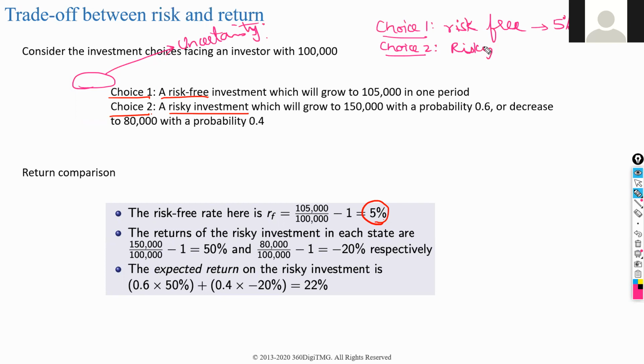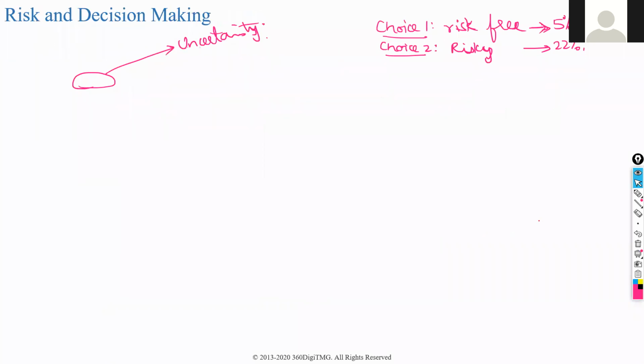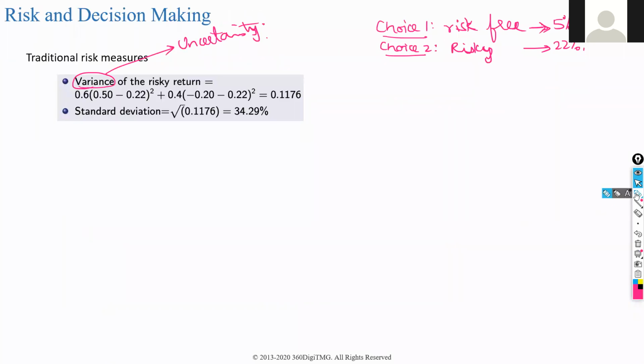Here, you have expected return of 22%. That's the return that you can expect. 22% when it comes to choice two, which is a risky investment. Given this, this is the expected return. This is 22%. You will get that return on average. Now, if I were to ask you about risk, what is your take?